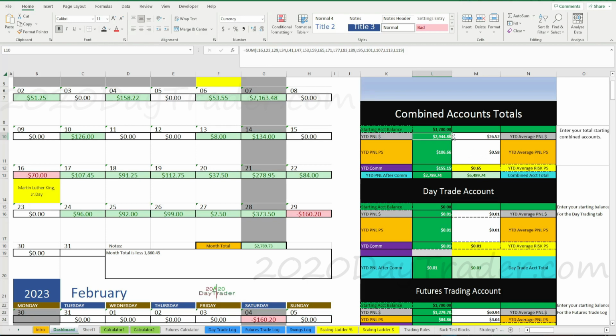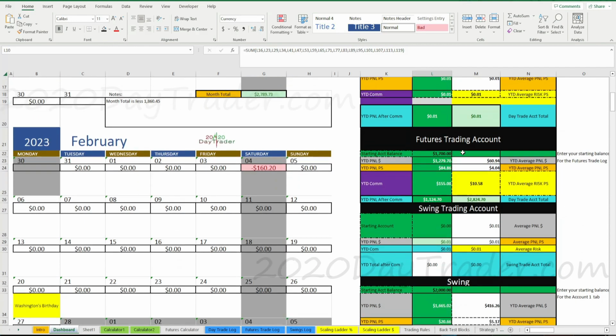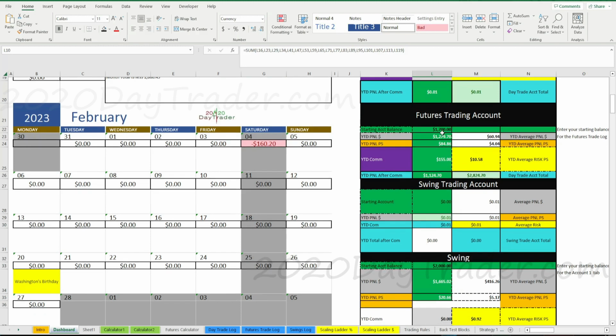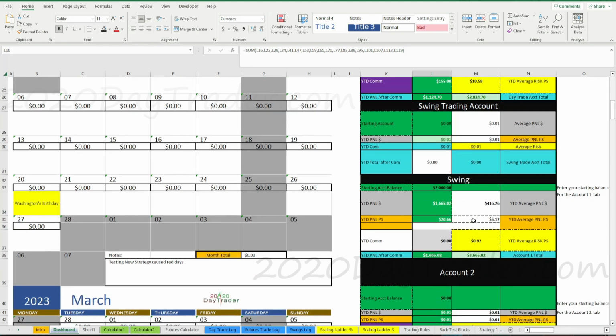So there's our account total with the combined accounts with futures and swing trading. So futures, again, 1,700 we started with. We're at 28.24. Still pretty awesome. Swing trading, we started with $2,000 and we're at 36.65 right now. So all good. Accounts are growing, doing good stuff.